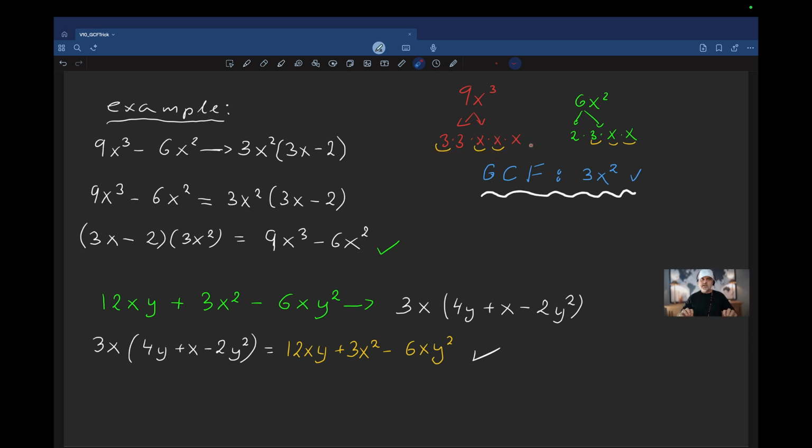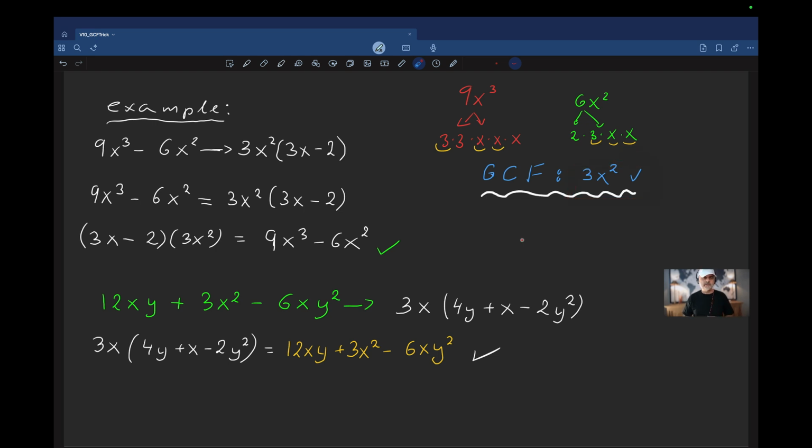So slice it apart and see what are the smallest chunks where you multiply them together that give you 9x cubed. So 9 is 3 times 3, and x cubed is x times x times x. And similarly 6x squared. So 6, when you break it apart, is 2 times 3, and x squared is x times x. So once you have it, you identify that 3 is found here and there, 1 x here, 1 x there, the second x, and the second x. So the greatest common factor is 3x squared. So there you have it.